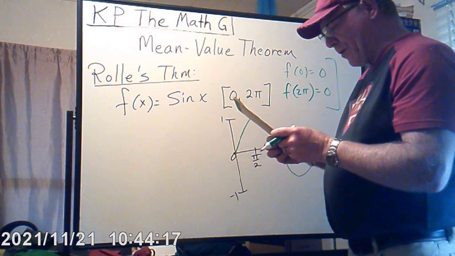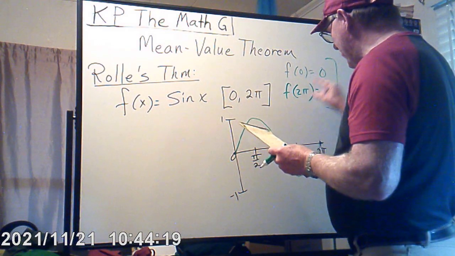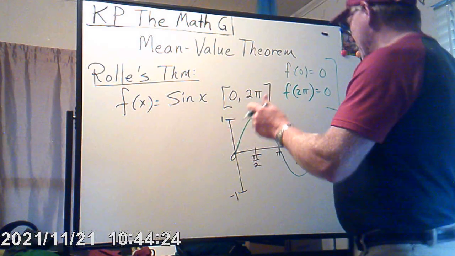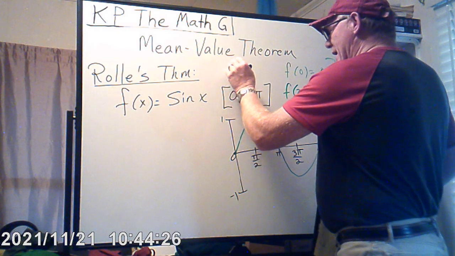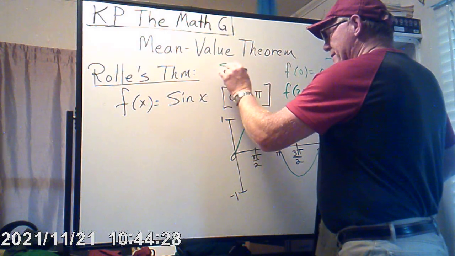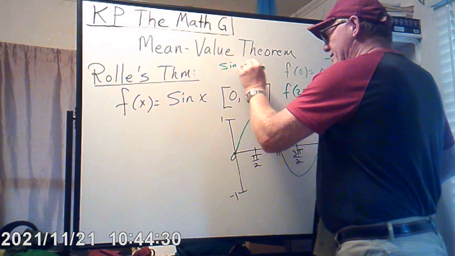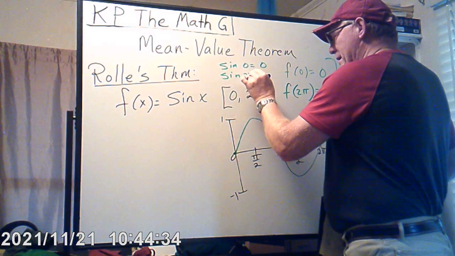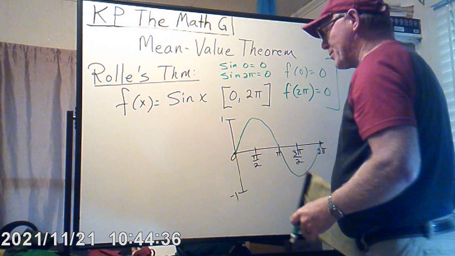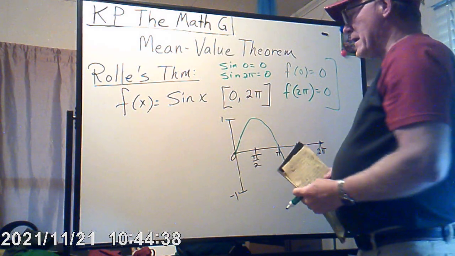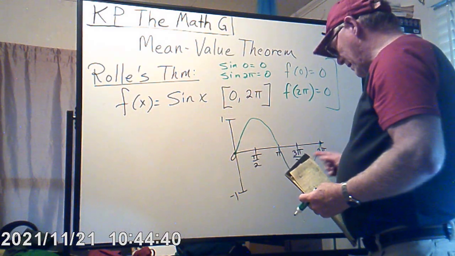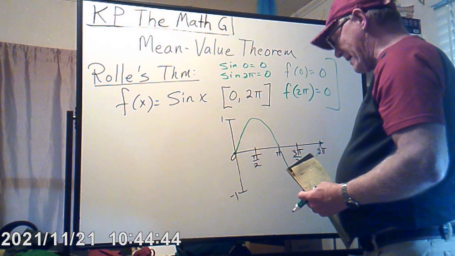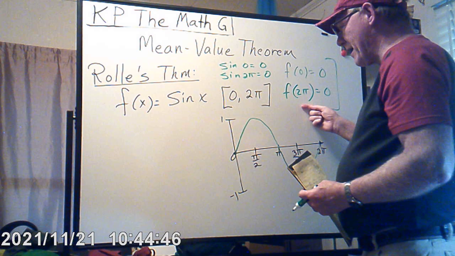So here's what we're doing here. We had the test here. f at 0 is equal to 0. Certainly we know that sine of 0 is 0, and sine of 2 pi is also equal to 0. That's what I mean by that. Even looking at the graph, you can easily see that. That's what we're looking at here.